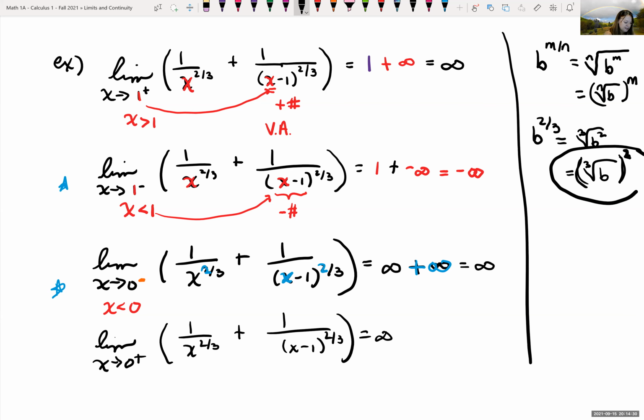And over here for this piece where I was saying that x is approaching 1 on the left-hand side, x is less than 1. Well, yeah, this is a negative number in here. But again, I didn't put in the fact that this is raised to the 2/3 power. So I'm squaring the negative number and taking the cube root. And so this is actually a positive number. And so this should have been here 1 plus infinity, which is positive infinity.